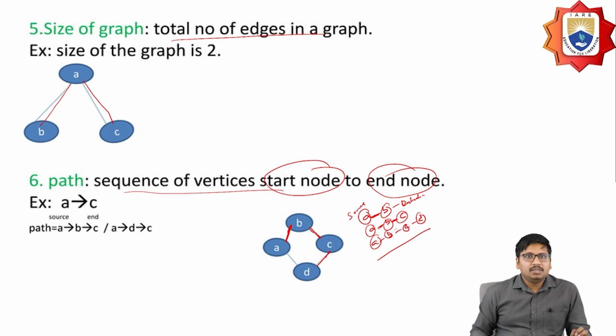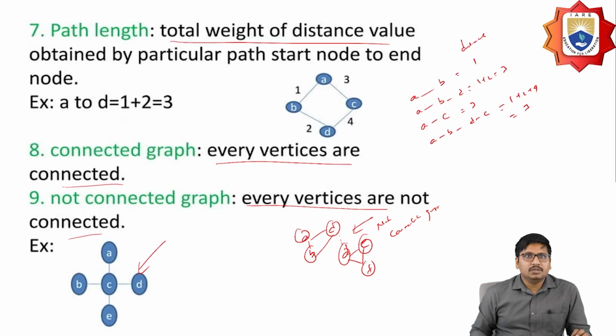A path is a sequence of vertices from the starting node to the ending node. What is the path length? Path length is the total weight value obtained along a particular path from the starting node to the ending node.